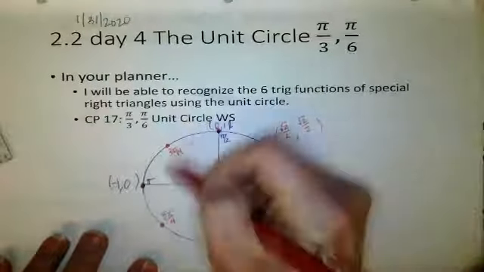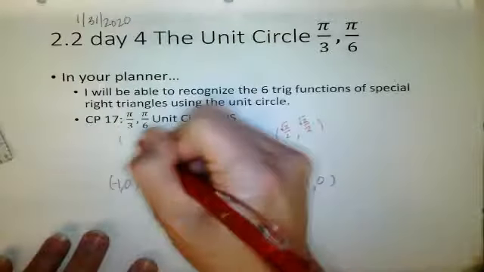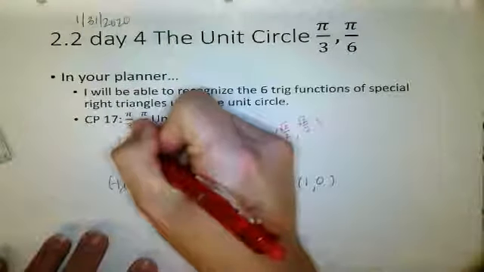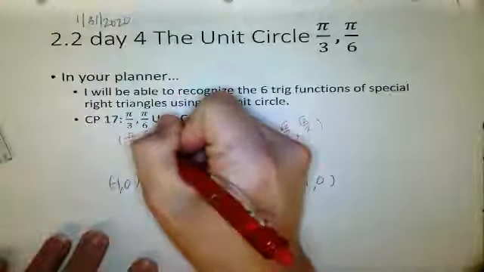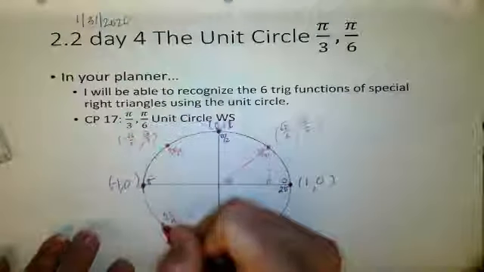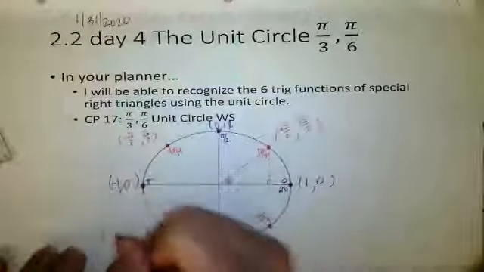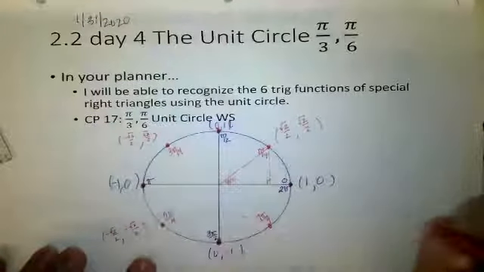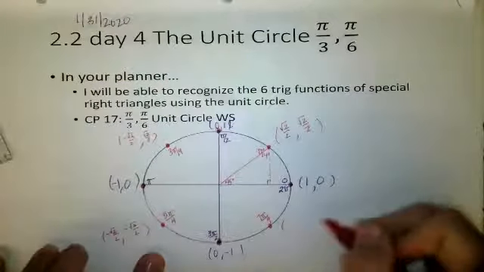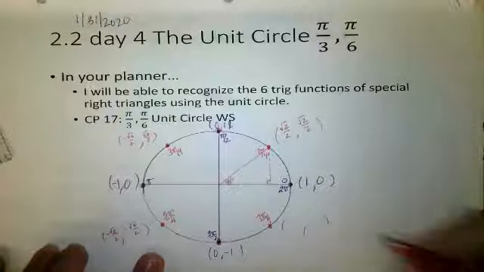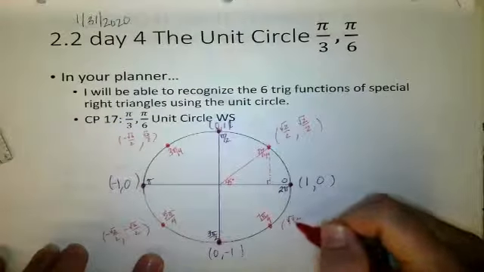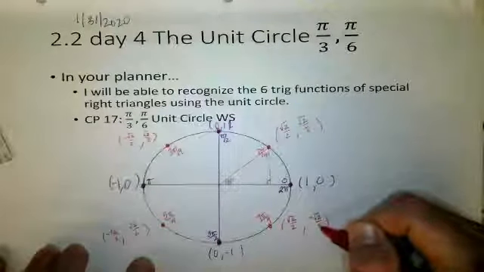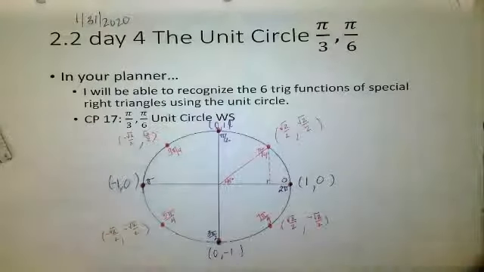And if we move around the circle, the only thing that changes are the signs. So negative radical 2 over 2, positive radical 2 over 2. In quadrant 3, they are double negatives: negative radical 2 over 2 and negative radical 2 over 2. And then in quadrant 4, positive radical 2 over 2, negative radical 2 over 2. This is what we did yesterday.